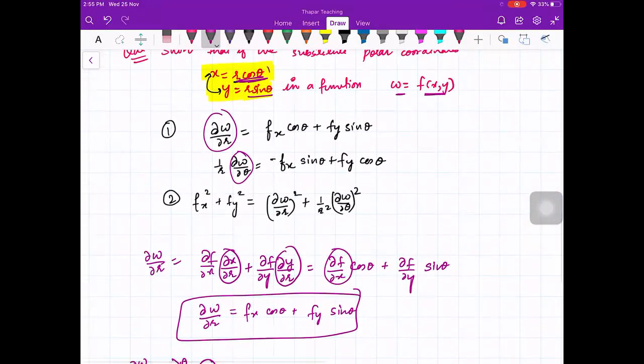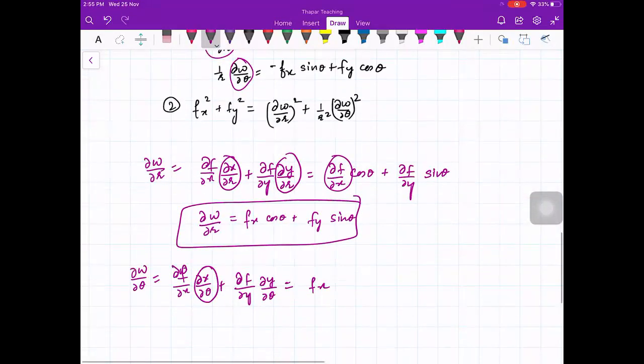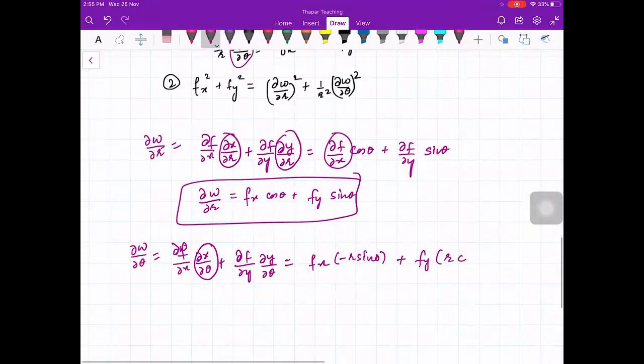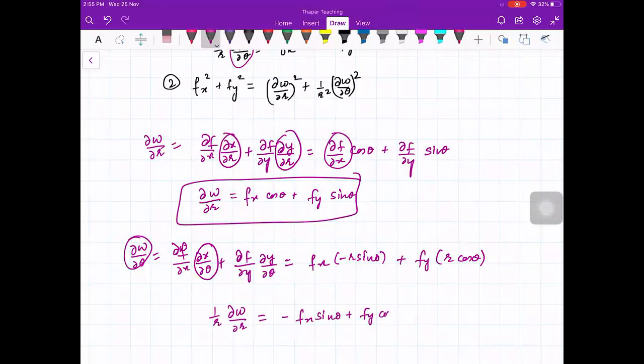X is your R cos theta. So ∂x/∂θ is minus R sin theta, plus Fy ∂y/∂θ is your R cos theta. So you can bring R on the other side here. You will have 1/R ∂W/∂θ is equal to minus Fx sin theta plus Fy cos theta. So this is what you have to prove.